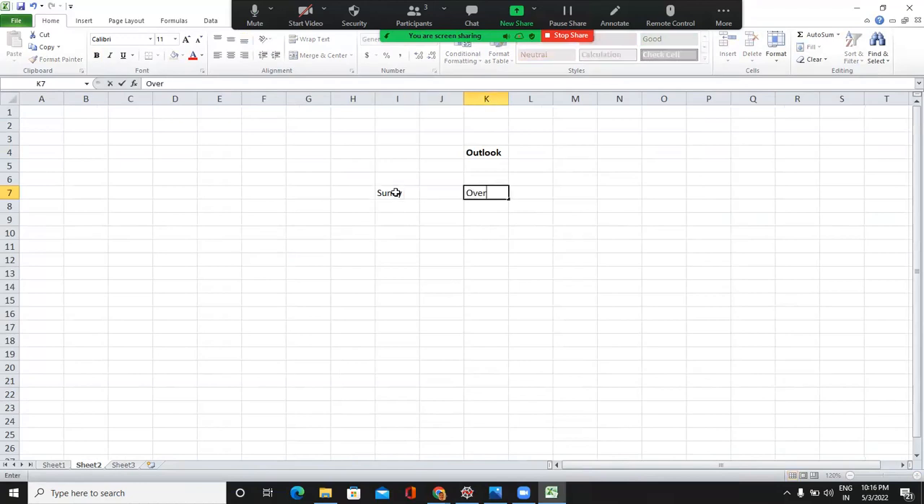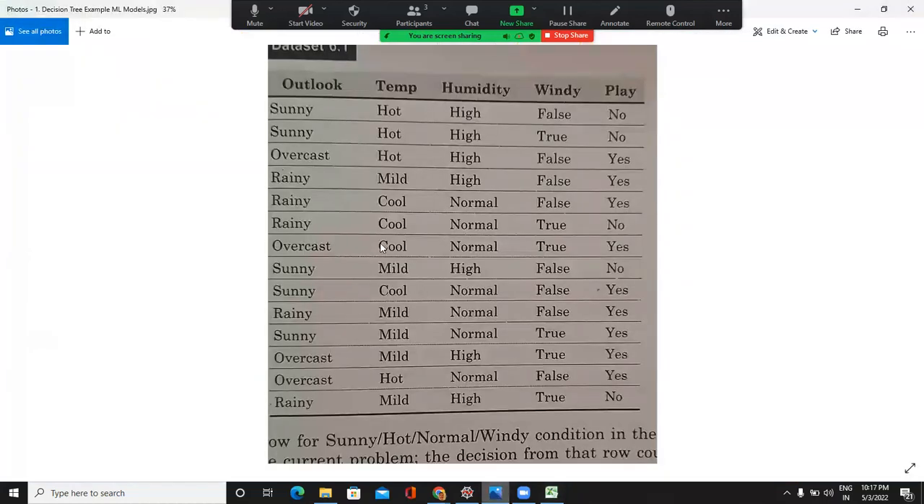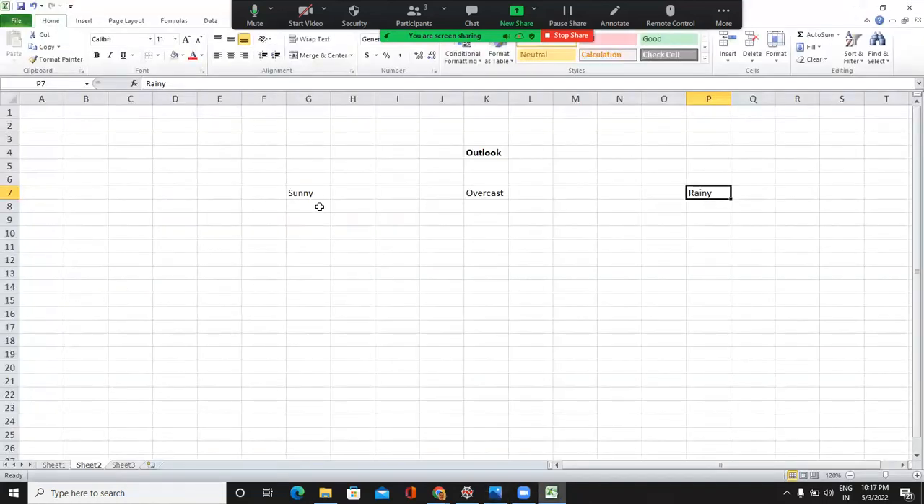Sunny, overcast, and rainy. So if we say it is sunny, then what happens? If it is sunny, then under outlook we are saying sunny. So what happens to the temperature, humidity, and wind?